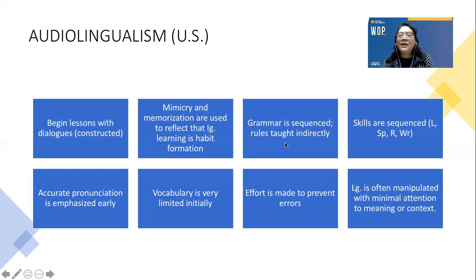Grammar is sequenced, rules taught indirectly. The same, right? In the US and UK, skills are sequenced. It starts from listening, speaking, reading, and writing. And then accurate pronunciation is emphasized early. And then after that, the vocabulary is very limited. Effort is made to prevent error, and language is manipulated with minimal attention to meaning or context. So here in the last part, they manipulate the language.